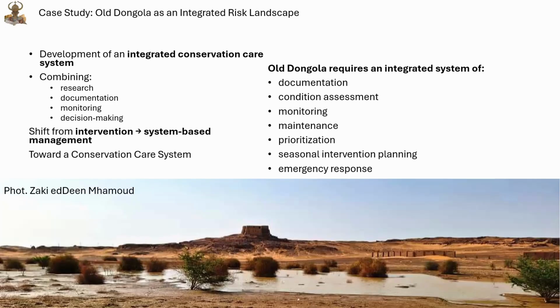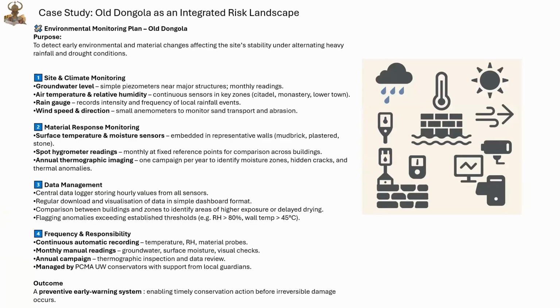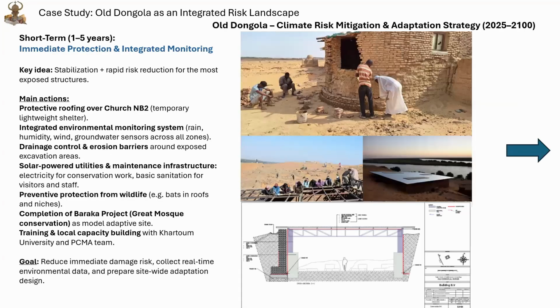So risk assessment is the method that allows such a system to function. It helps identify what is most significant, what is most vulnerable and urgent, and what can realistically be done. In this case, I prepared a monitoring plan for Old Dongola to detect early environmental and material changes affecting the site. But this is something we have just started. Also in this kind of case, we need to have a plan.